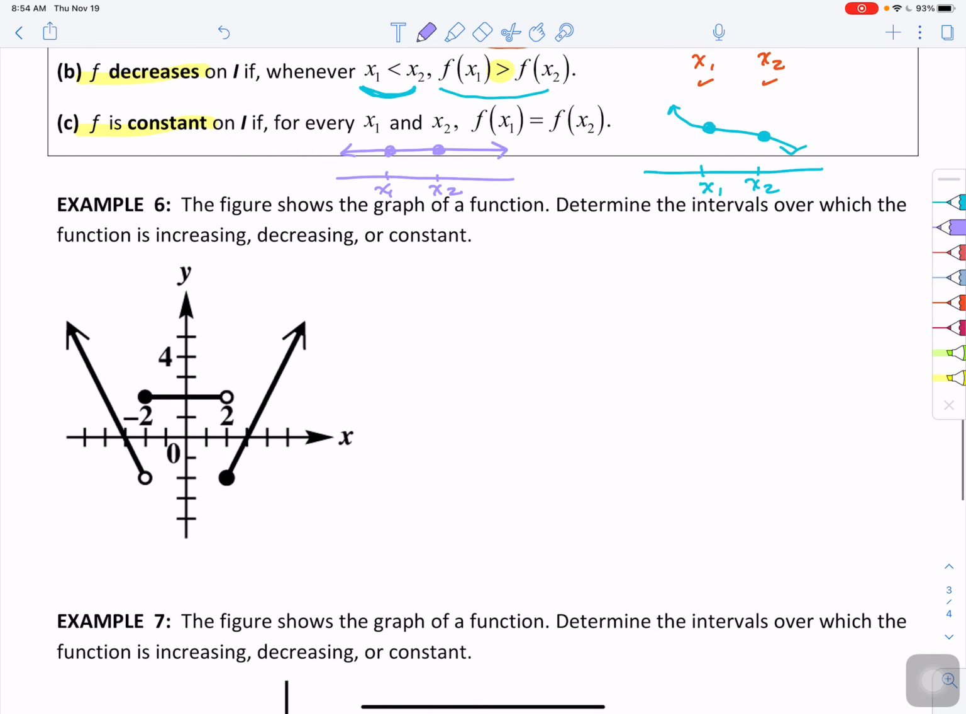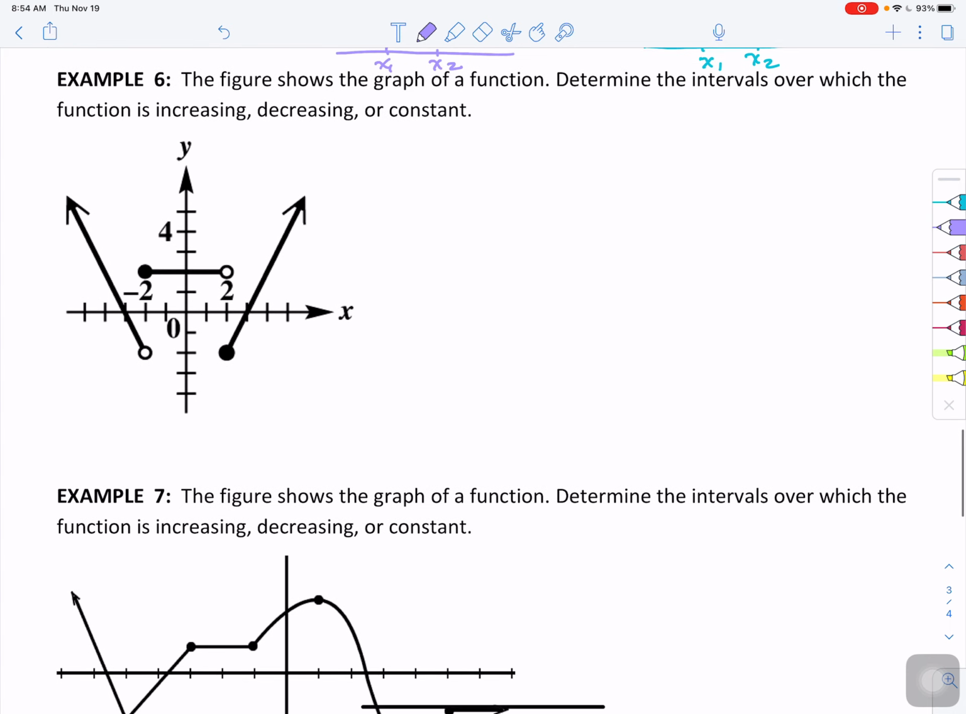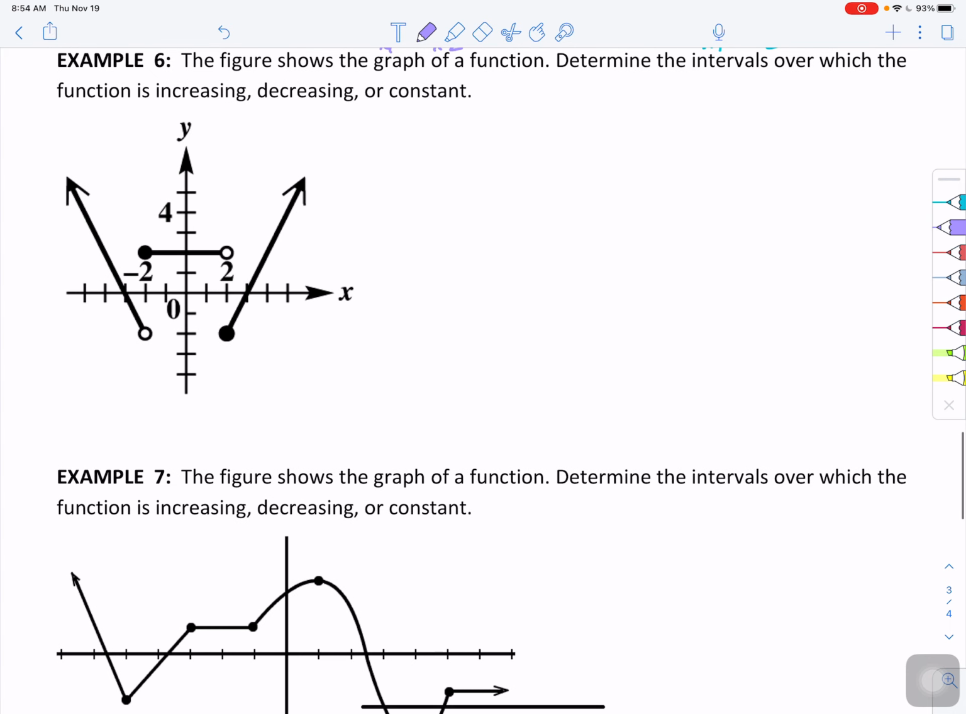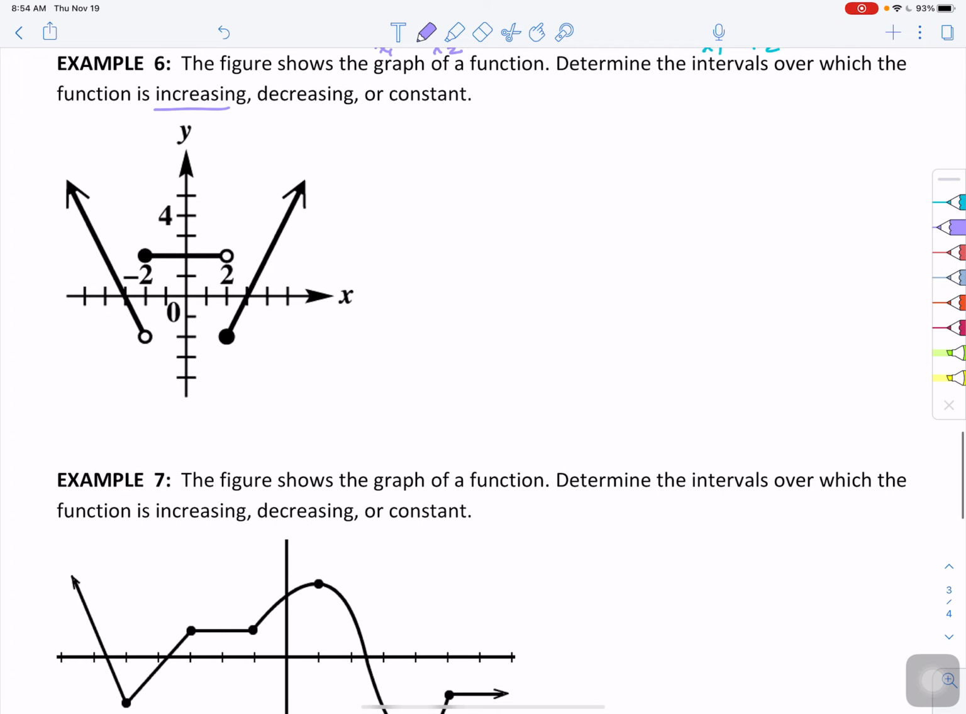Let's give this a try. In example 6, the figure shows the graph of a function. Determine the intervals over which the function is increasing, decreasing, or constant. So what I like to do is go ahead and write these down: increasing, decreasing, and constant. And then I move from left to right.